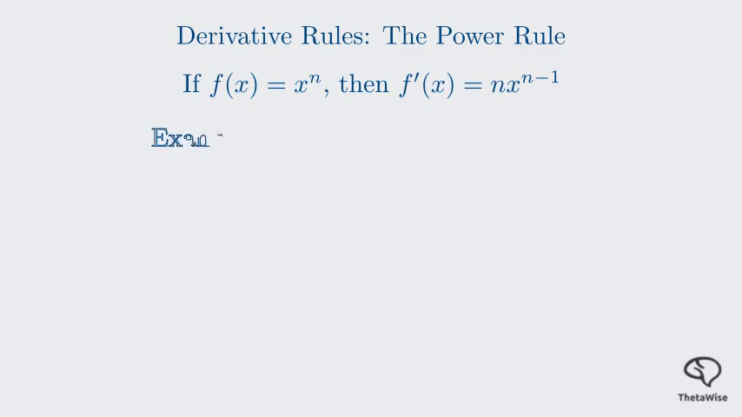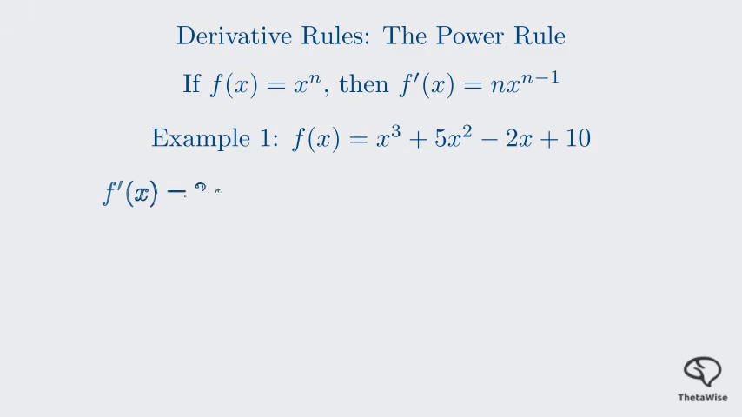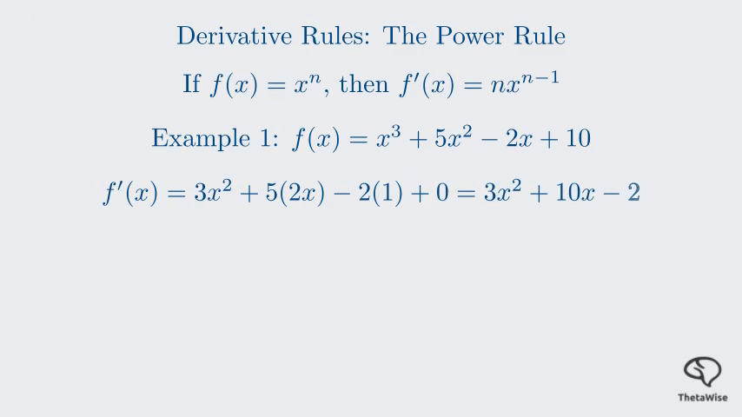For our first example, let's find the derivative of the polynomial x cubed plus 5x squared minus 2x plus 10. We can apply the power rule term by term. For x cubed, we get 3 times x squared. For 5x squared, the derivative of x squared is 2x, so we get 5 times 2x, which is 10x. For negative 2x, the derivative of x is 1, so we get negative 2, and the derivative of a constant like 10 is always 0. So the derivative, f prime of x, is 3x squared plus 10x minus 2. Notice how we just applied the rule to each part of the polynomial individually.